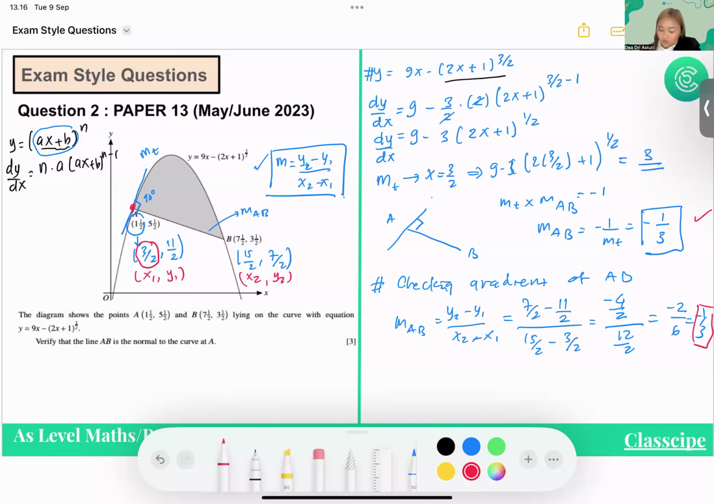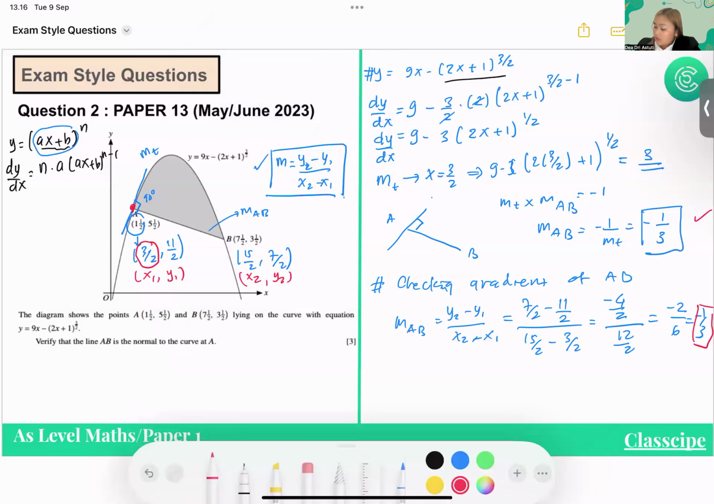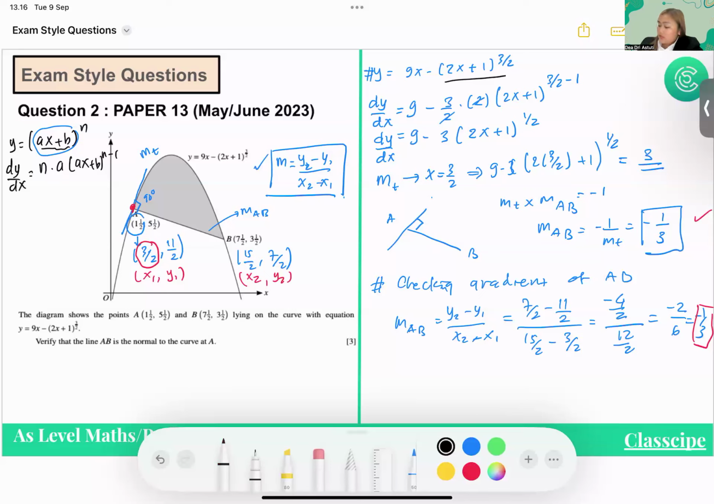So you can make a conclusion. The conclusion is, therefore, AB is the normal to the curve. Whenever you have a question where you need to verify or show something, you have to give a conclusion.